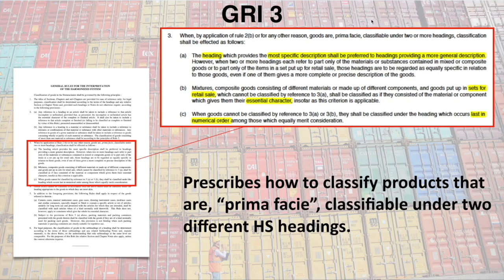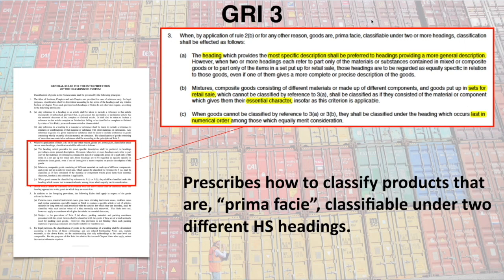Well, as we already mentioned, this rule 3 is applied to the cases considered in rule 2(b), and to solve other cases in which we have the same product classifiable under two or more headings in the first instance. Rule number 3 provides classification principles for goods which prima facie fall under two or more headings. Prima facie means apparently, or at first sight, or in a first instance or opinion, or without further analysis. Let's see these three principles.